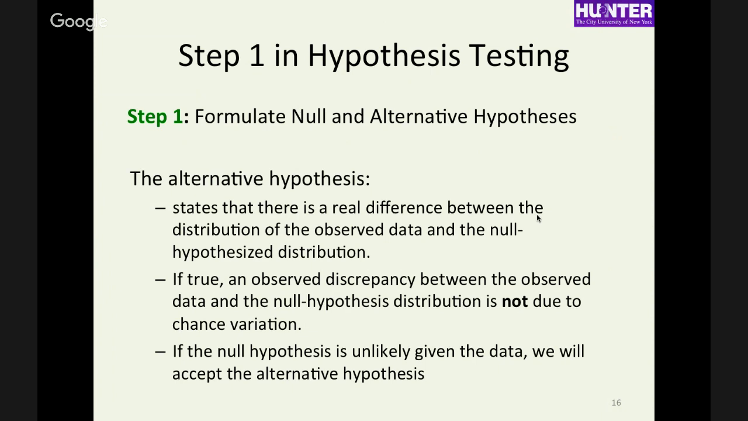And if the null hypothesis is unlikely given your data, then you're going to accept the alternative hypothesis. So if your null hypothesis is that your beans came from the bag of mostly white beans, but your sample has mostly black beans, you're going to reject that null hypothesis.